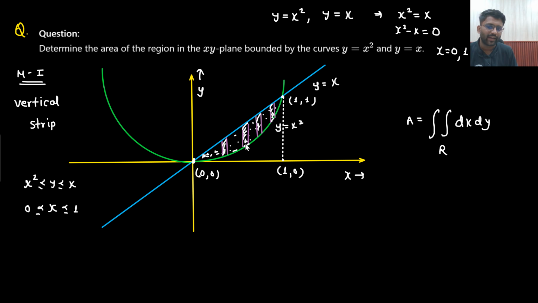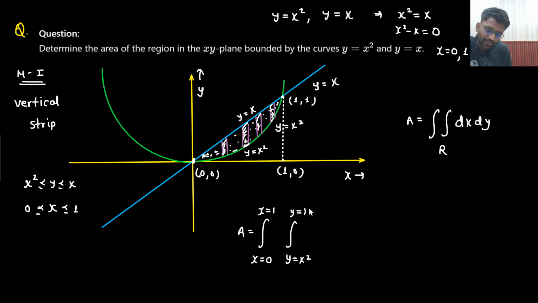Y is moving from x square to x. This bottom is y equals x square and this top is y equals x. So y is moving from x square to x. Forget about y now. X will be moving from 0 to 1. In this whole region, x is moving from 0 to 1. That's it. So what will be your area? Area will be always constant limit in the last and variable limit before, dy dx.